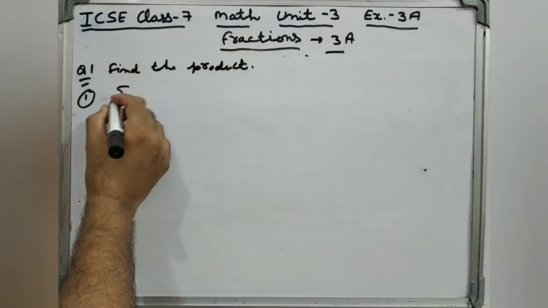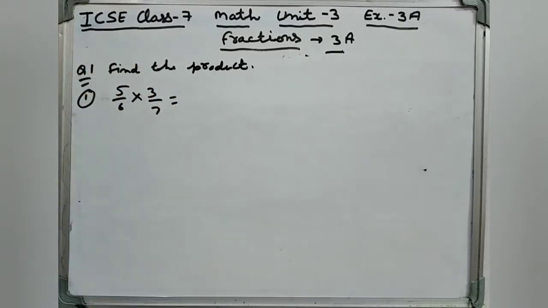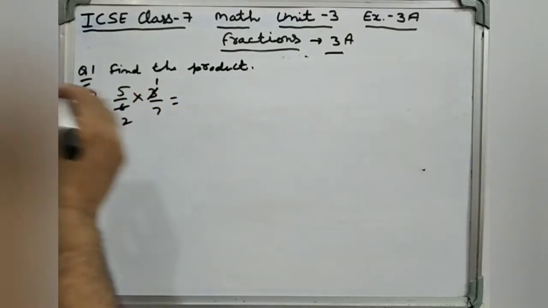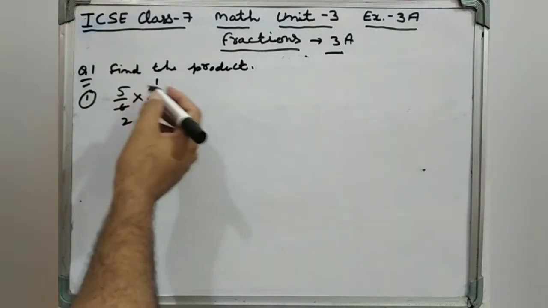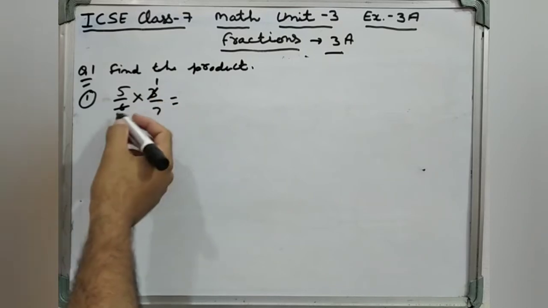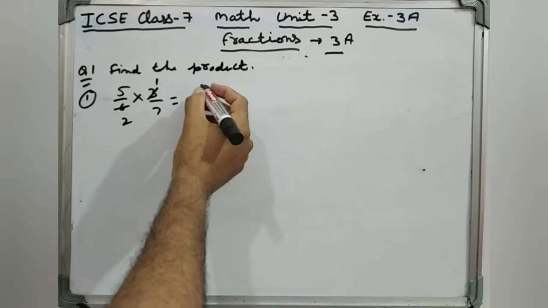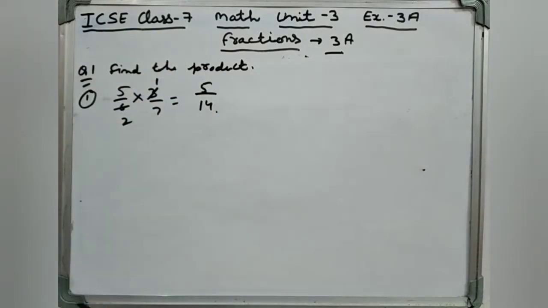First is 5 upon 6 multiplied by 3 upon 7. If you can make it simple, then make it, otherwise product of numerators, product of denominators, right? 5 1s are 5, 2 7s are 14. This is your first part. Now you will do the second, your own, easy.